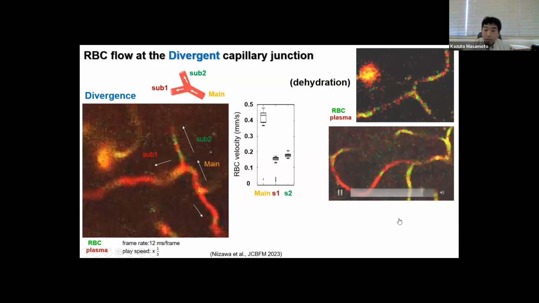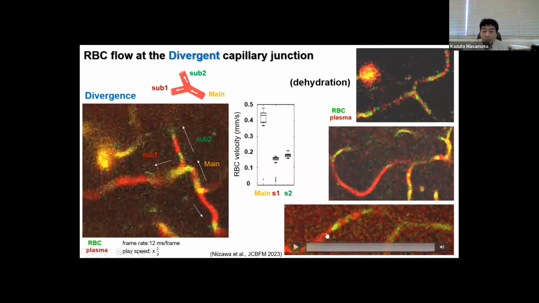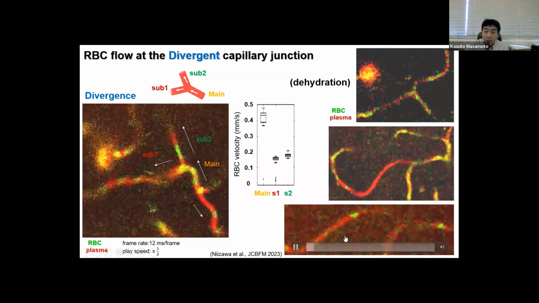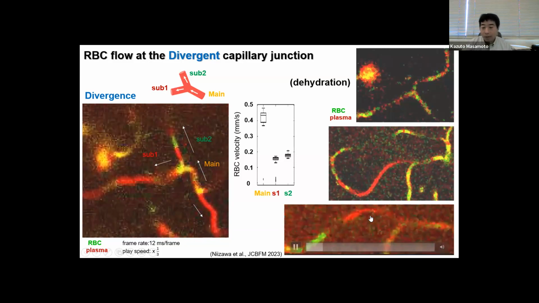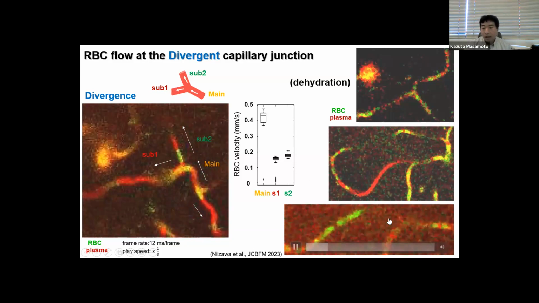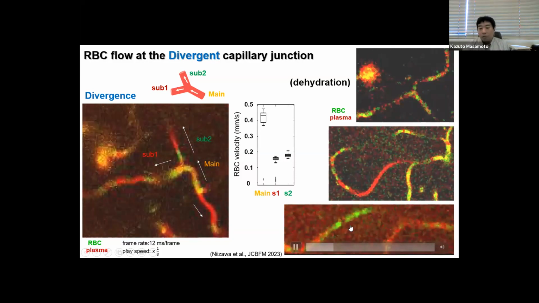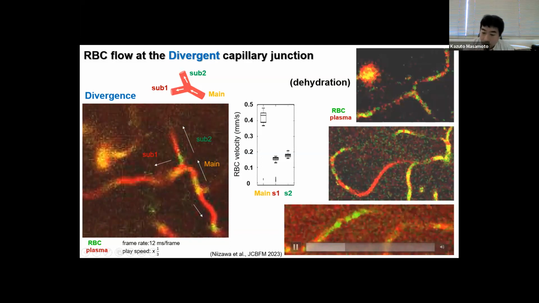Another example. This is also the dehydration condition. This first goes to the left side, but the cell suddenly comes back. What happened? Here, you see the big black one. That's a white blood cell. So the red blood cell runs into the white blood cell, which causes an increase in the resistance.